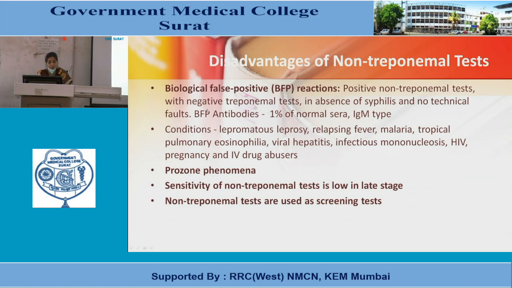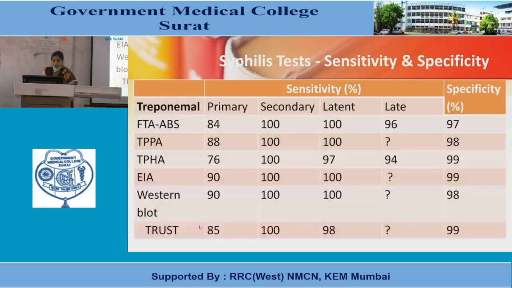So it is very important. Another is the prozone phenomenon, with a very high concentration of antibody, so dilution is required. Sensitivity of the non-treponemal test is low in the late stage, and non-treponemal tests are used as screening tests. So these are the syphilis test sensitivity and specificity.